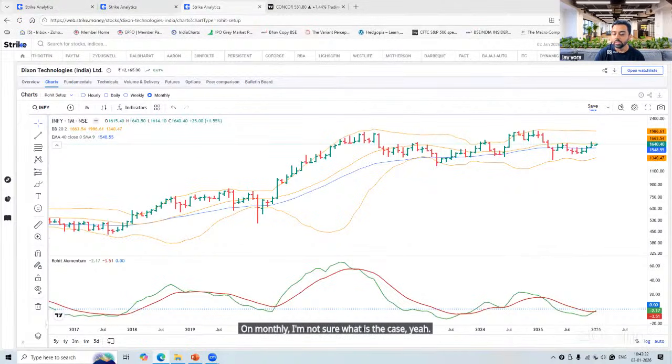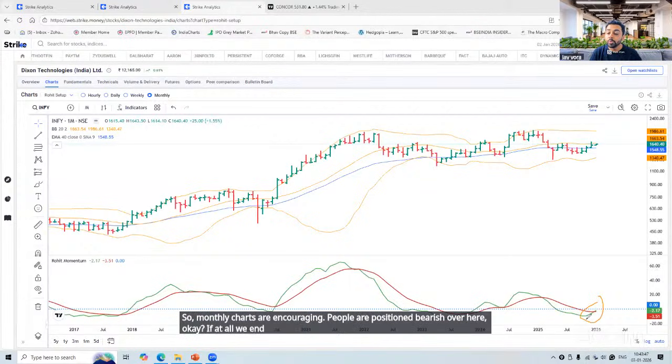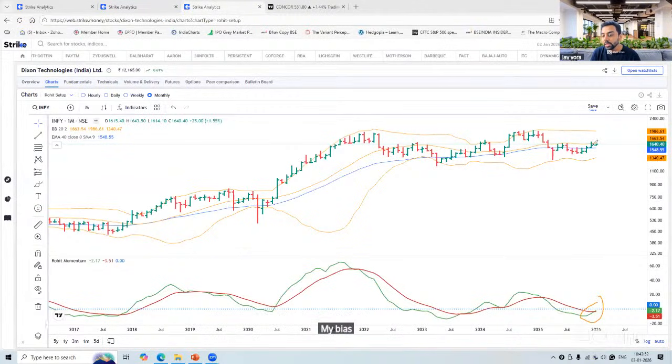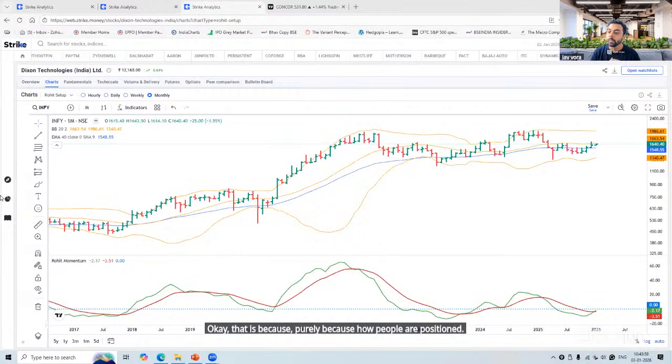Yeah, see, in monthly what is happening is that it is trying to turn around, it is back to the averages, and there can be a bullish crossover. So monthly charts are encouraging. People are positioned bearish over here. If we end up seeing a positive surprise in Infosys, my bias would be to think that it will rise higher. That is purely because of how people are positioned, plus I am seeing the technical setup which is there in Infosys.